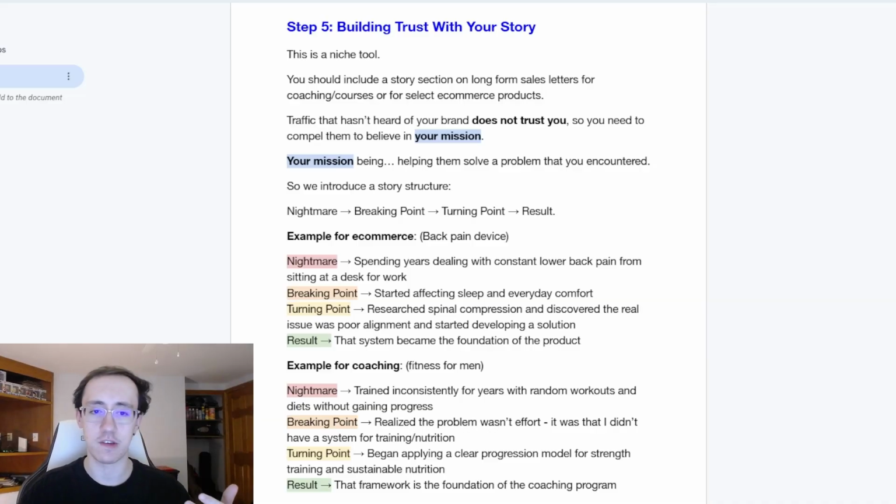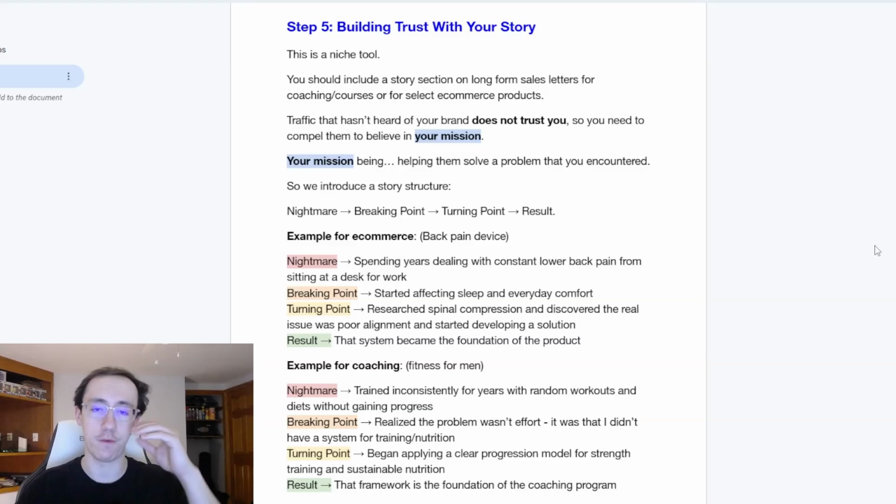So an e-commerce example could be some kind of back pain device, right? So the nightmare was that I spent years dealing with constant lower back pain from sitting at a desk for work. The breaking point was that it started affecting my sleep and my everyday comfort. The turning point was that I decided to research spinal compression and discovered the real issue was poor alignment, and then I developed a solution. And that system became the foundation of some product that I'm presenting to the customer.